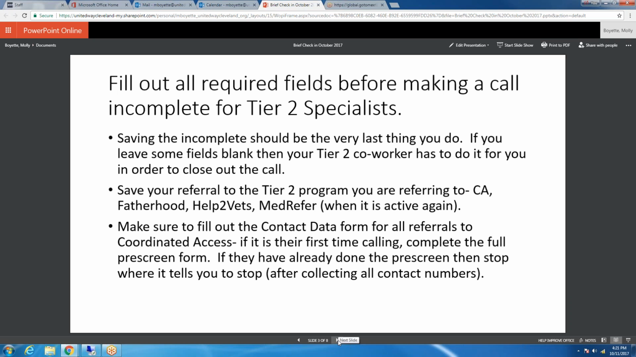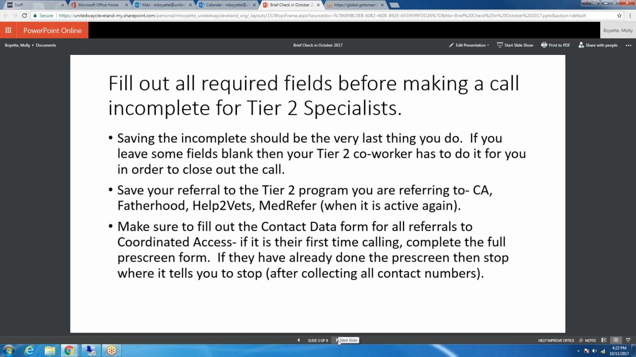Also, I just wanted to remind everybody to fill out the contact data form for all referrals that you're making to coordinated access. Anytime we're referring to coordinated access for shelter in Lucas County, you have to open up that data form and fill it out. If it's their first time calling, you're going to complete that full pre-screen form. If they've already done the pre-screen, then you stop at the spot on that form where it tells you to stop, which is right after collecting all of the contact numbers.